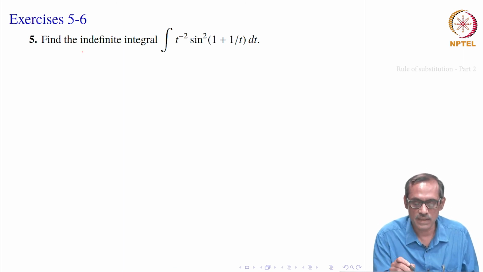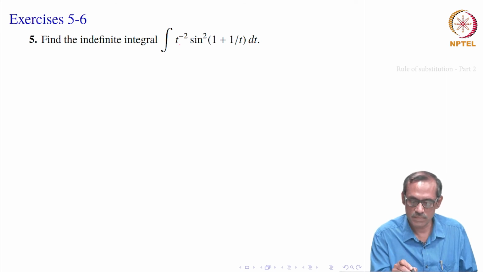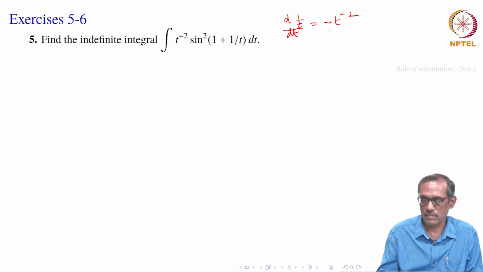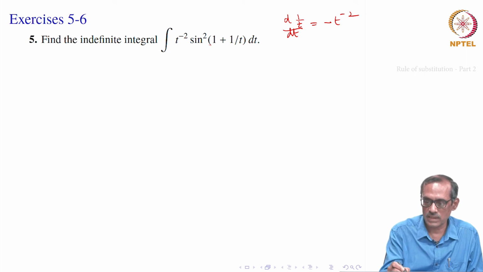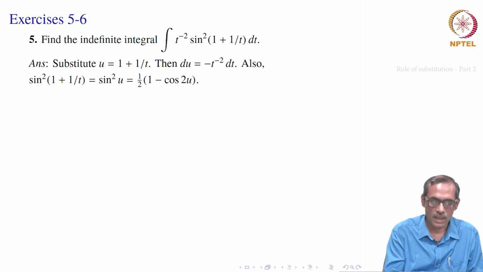Find the indefinite integral, now it is not definite, indefinite integral of t to the power minus 2 sin square of (1 plus 1 by t) dt. So, here what happens, we have t to the power minus 2 dt, we have 1 by t here, and we know the derivative of 1 by t, that is t to the power minus 1, is minus t to the power minus 2, and if you add 1 of course the same derivative you would get. So, it suggests that we should substitute a new variable for 1 plus 1 by t. That is what we do.